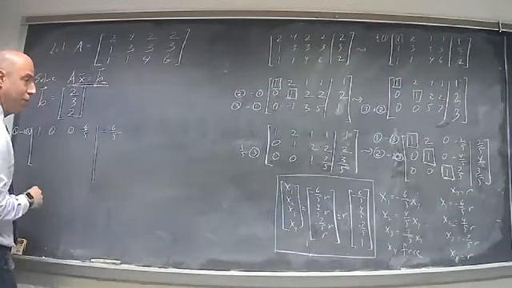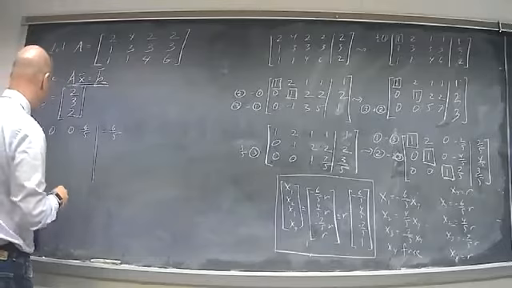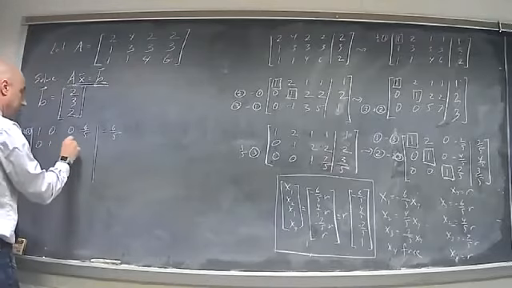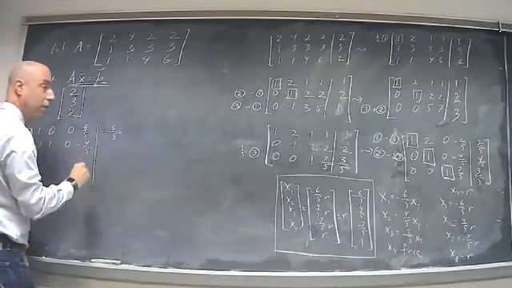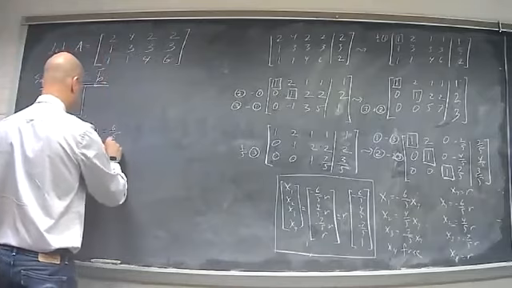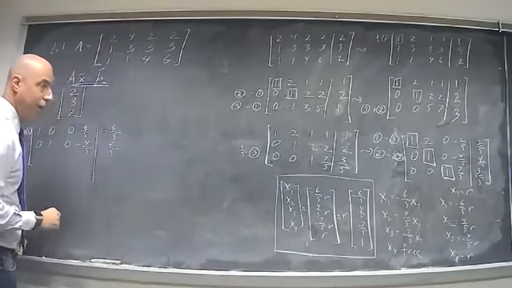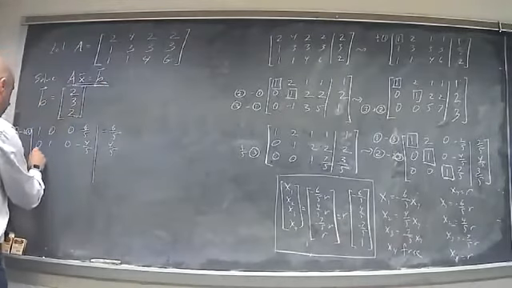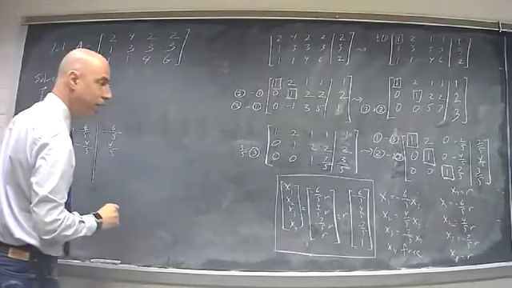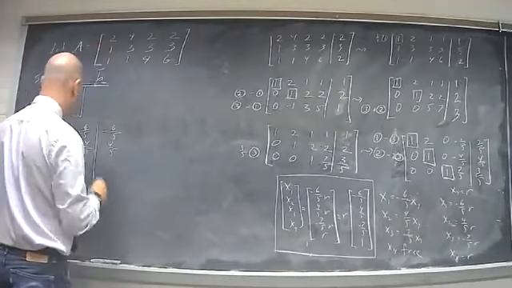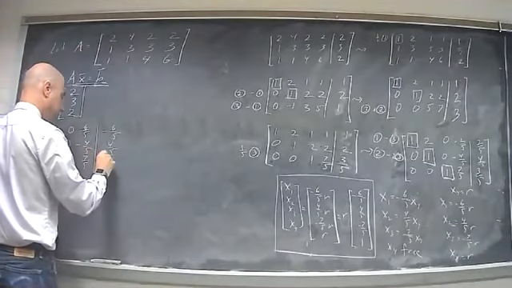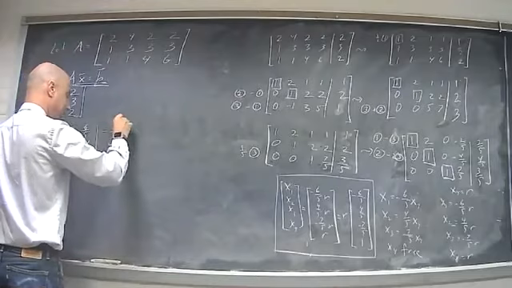And the other rows are the same. 0, 1, 0, minus 4/5. And 0, 0, 1, 7/5, 3/5.